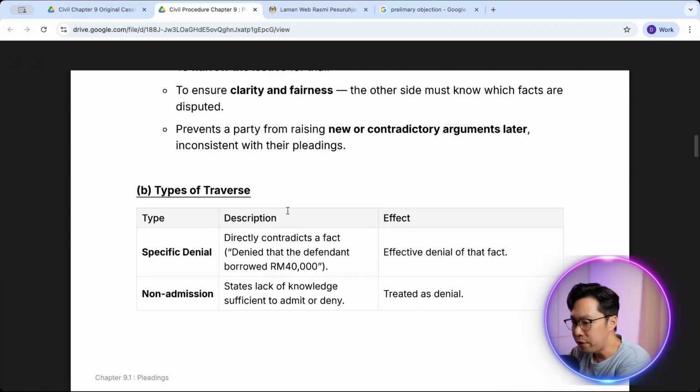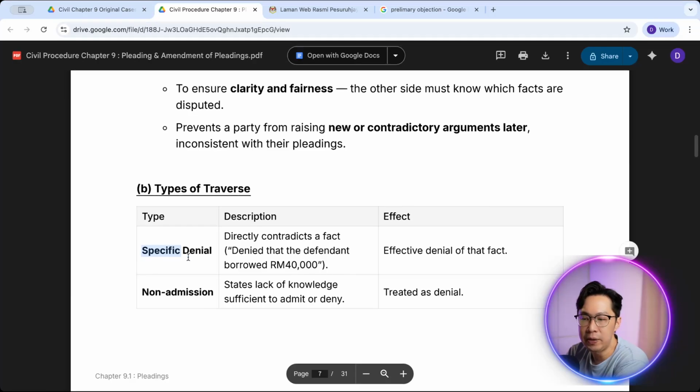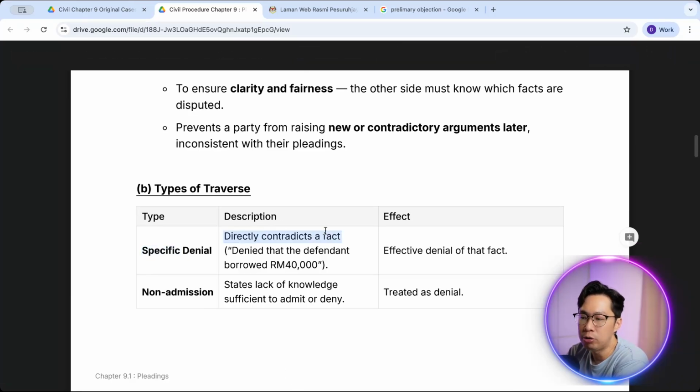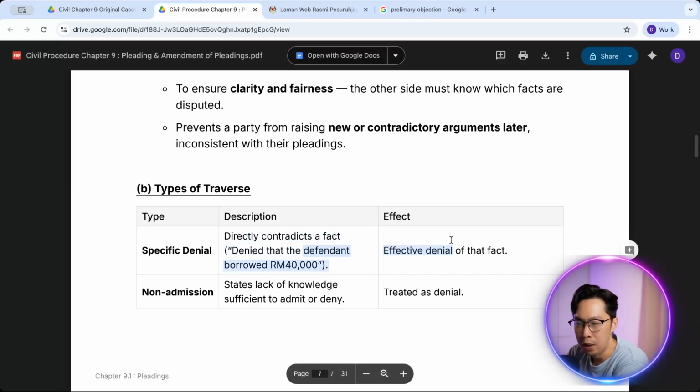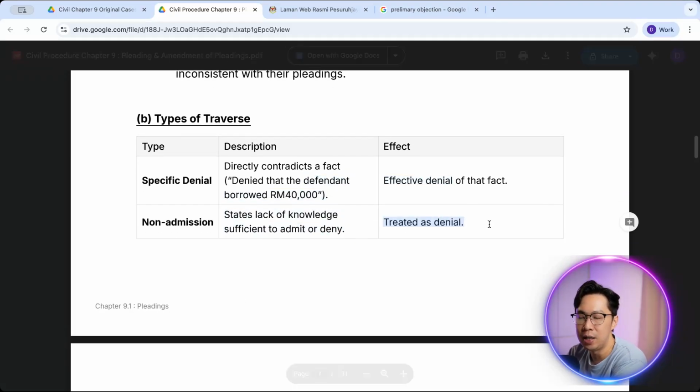Okay? So there are a few types of traverse. Number 1, specific denial. Directly contradicts the fact. Denied. Mr. Lee, you took 40,000 from me, but you didn't send the stock. Okay, Alex, I deny because I sent the stock and I didn't take it. So it's directly denied, a specific denial. Or non-admission, stating lack of knowledge, which is treated as denial.